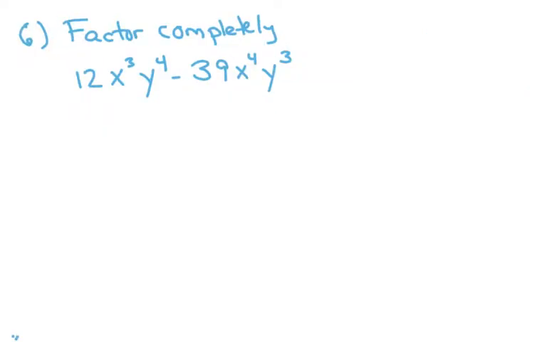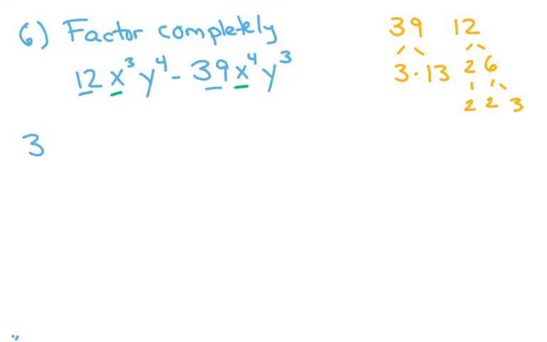Okay, now we're asked to factor this completely. 39 is what? This is 3 times 13, and 12 is 2 times 6, which is 2 times 2 times 3. So the greatest common factor of this is 3. How many x's can I factor out? I can factor out 3 of them, right? How many y's? 3.